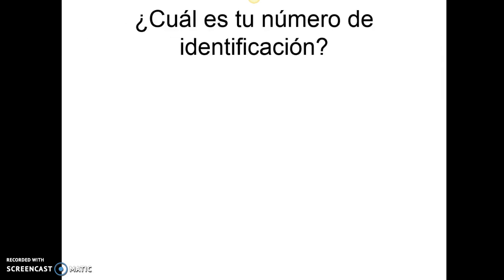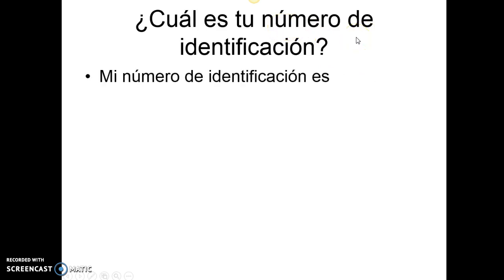Otra pregunta podría ser, ¿cuál es tu número de identificación? What is your identification number? Mi número de identificación es 1070052119. ¿Ok?